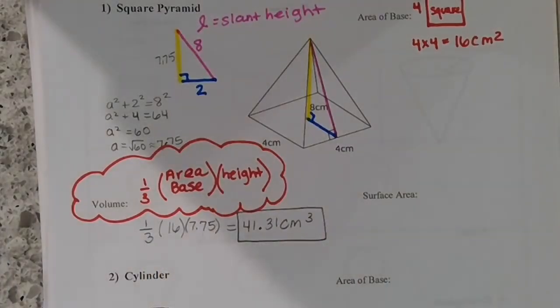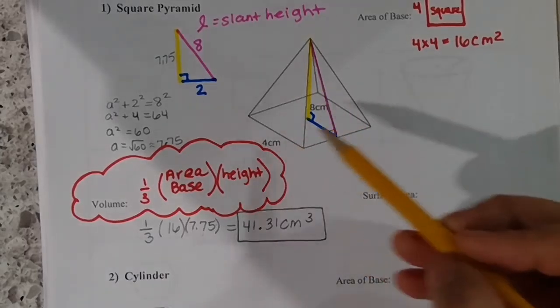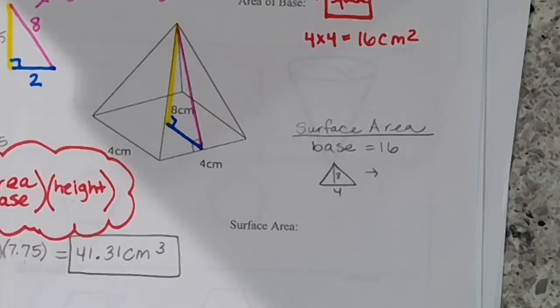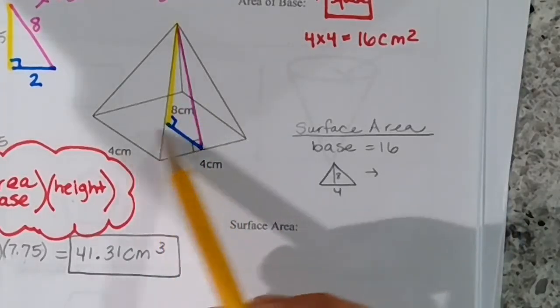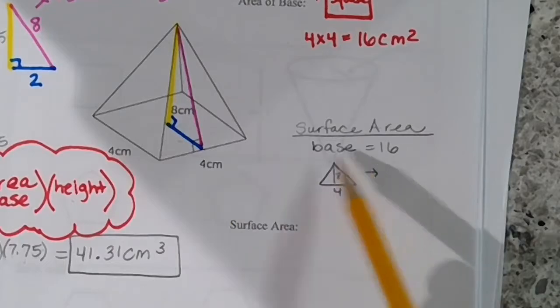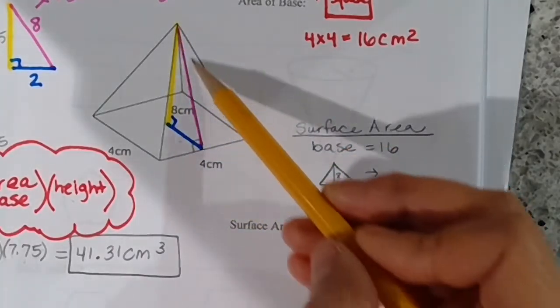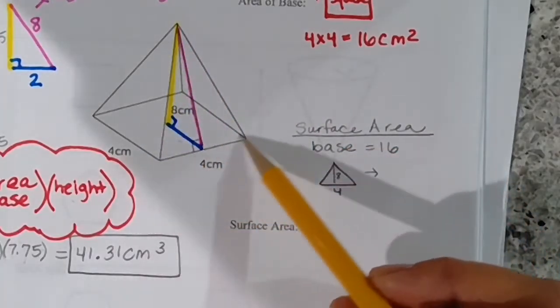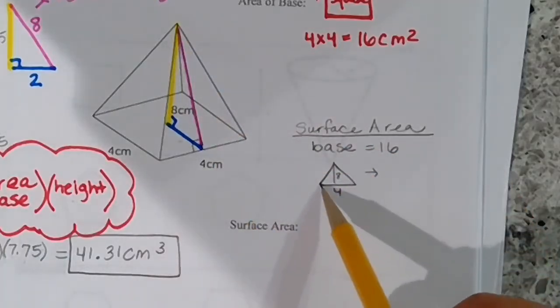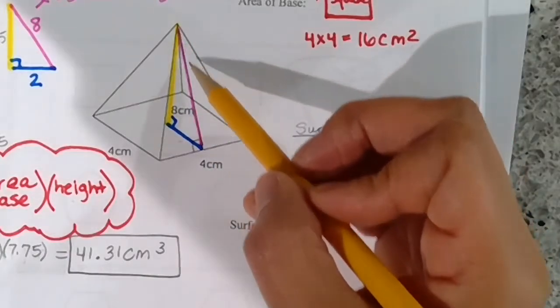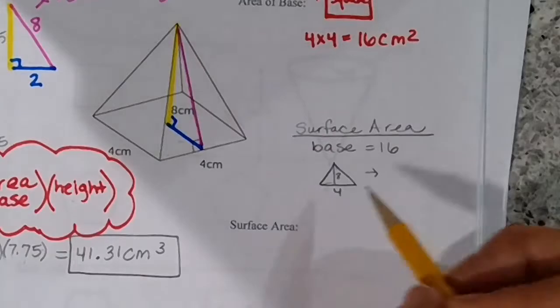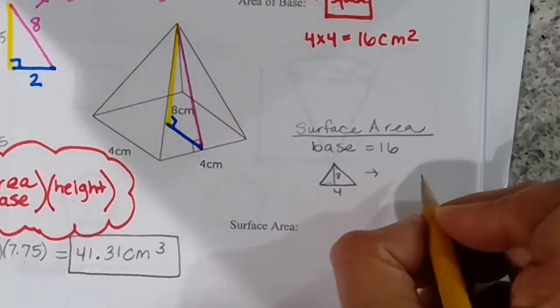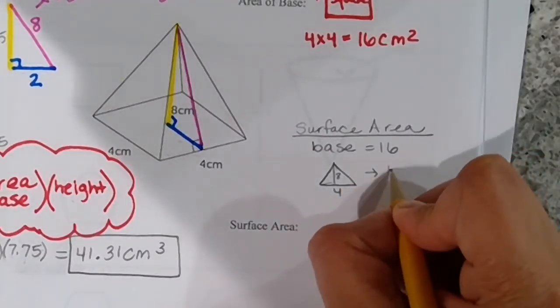All right, surface area is a little bit more complicated. 2 ways to do this. You can either use the formula, or you can add all the individual pieces. So for the surface area, what I do is I'm going to add up all the pieces. I'm going to add up the bottom, so the base is 16, and I'm going to add up all the triangle sides. So if I draw one triangle, I know that the base is 4 and the height of that triangle is actually 8. So plugging that in, base times height divided by 2.